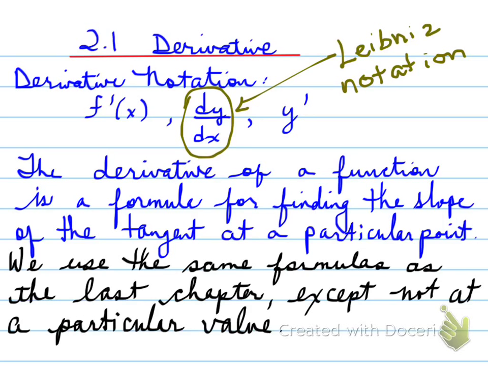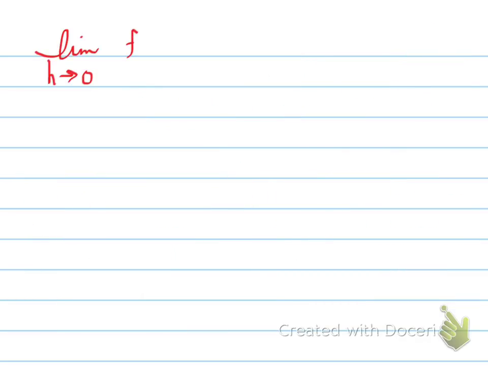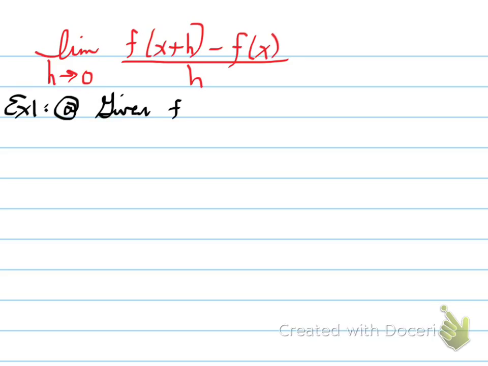Or if you're given the function f of x, it would be known as df by dx, and it would be df of x, so df of x by dx. That is known as Leibniz notation. All right, now the limit as h approaches 0 of f of x plus h minus f of x, all over h. That's what we used in the last unit, and that basically is to find the derivative.